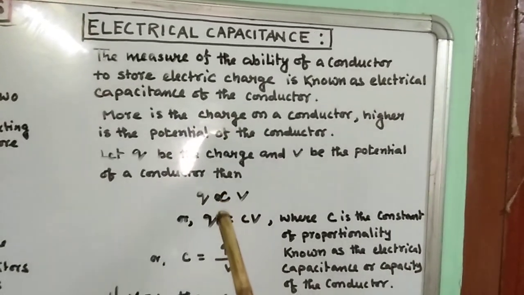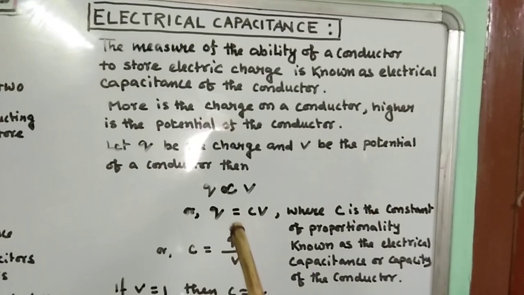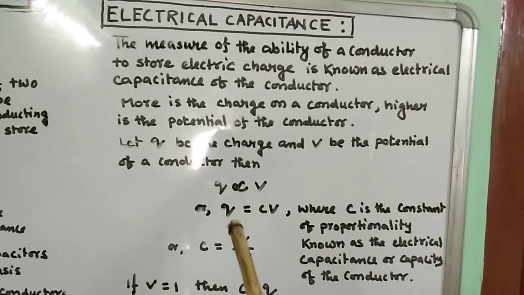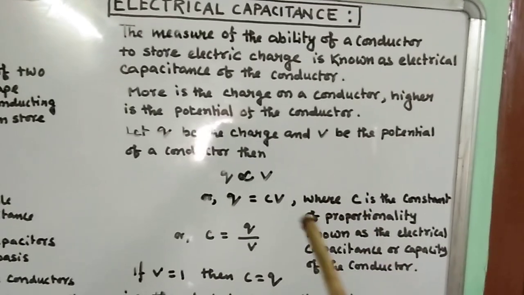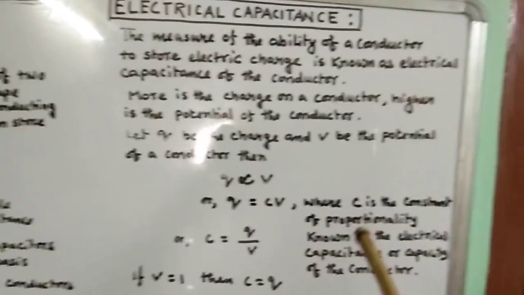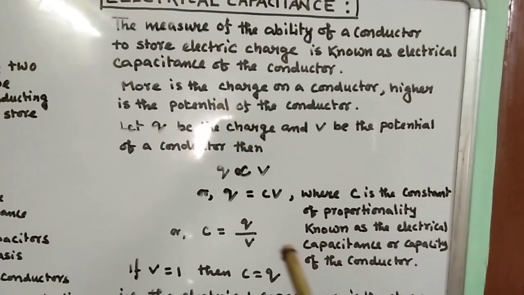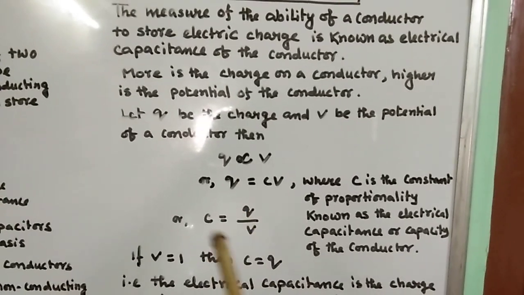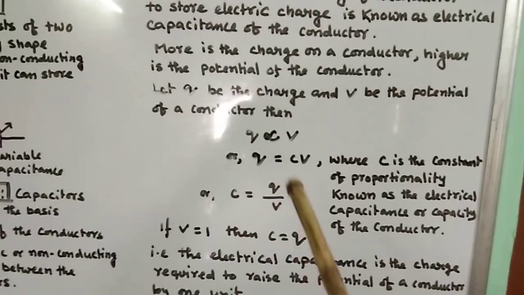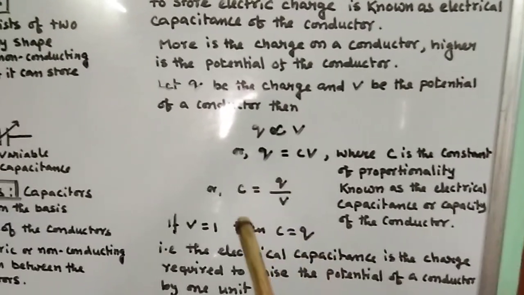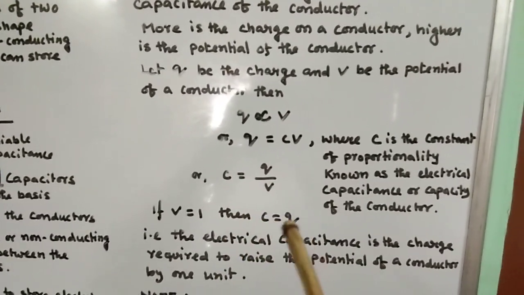Now, to bring the proportionality to an equal sign, we have to bring in one constant. That constant gives Q equal to CV. Now what is C? C is the constant of proportionality and is known as the electrical capacitance or capacity of the conductor. So C equal to Q by V. Now you can define C from this mathematical expression. If we consider V equal to 1, then C equal to Q.